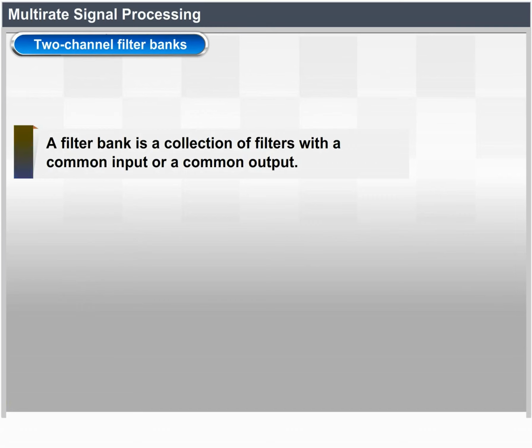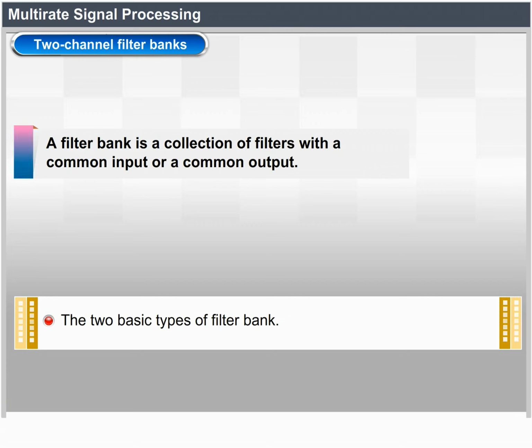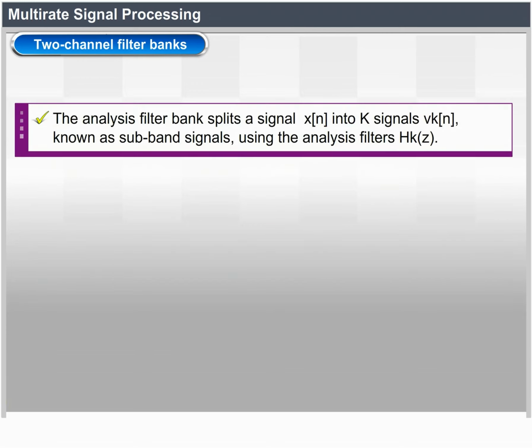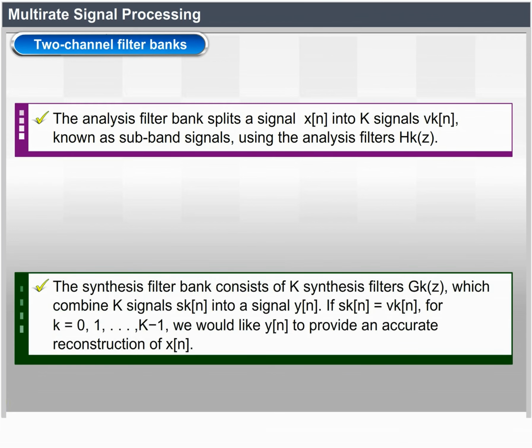Number 1. The analysis filter bank splits a signal x(n) into K signals v_k(n), known as subband signals, using the analysis filters H_k(z). Number 2. The synthesis filter bank consists of K synthesis filters G_k(z), which combine K signals s_k(n) into a signal y(n). If s_k(n) equal to v_k(n), for k equal to 0, 1, etc. up to K minus 1, we would like y(n) to provide an accurate reconstruction of x(n).